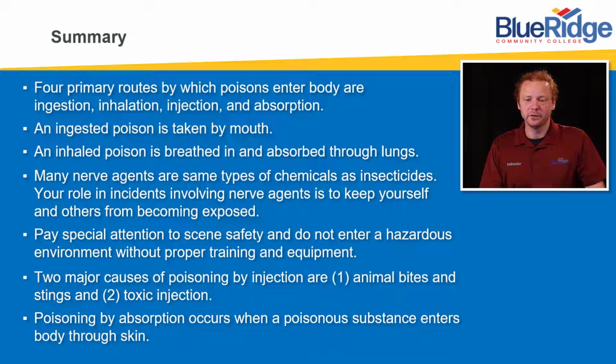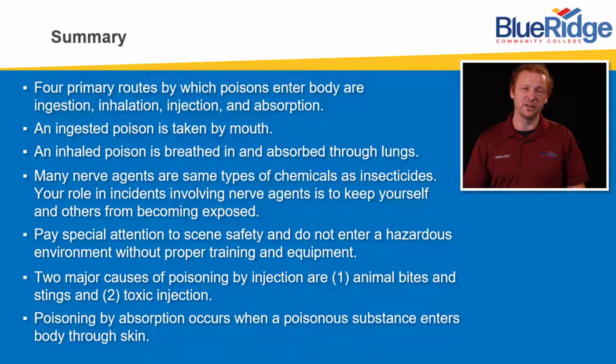Okay, in summary of Chapter 11, emergency medical responders should be familiar with the signs and symptoms and treatment of patients who have experienced accidental or intentional poisonings. There are 4 primary routes in which poisons enter the body, and those are ingestion, inhalation, injection, and absorption. An ingested poison is taken by the mouth. Often chemical burns, odors, or stains can be around the mouth, and the person may also experience nausea, vomiting, abdominal pain, or diarrhea. An inhaled poison is breathed in and absorbed through the lungs.